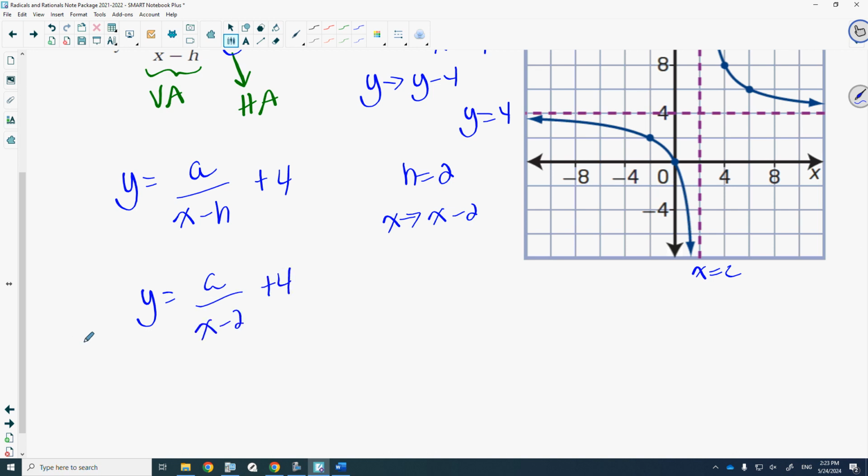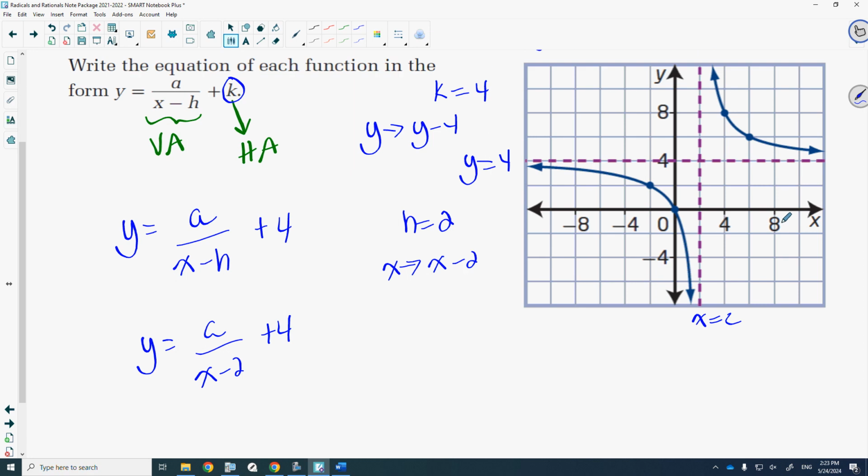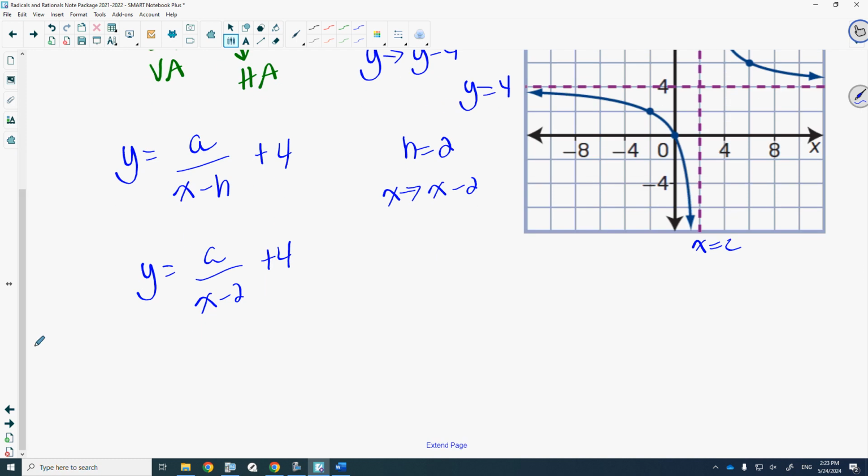Okay, so here our graph is going horizontally 2 to the right, and it's going to go vertically 4 units up. Now we need to calculate the a value, and to calculate the a value, we're going to use a given point on our graph. So they actually gave us a few points to choose from. I'll use this point, so 4, 8. I'll substitute it in and calculate a.